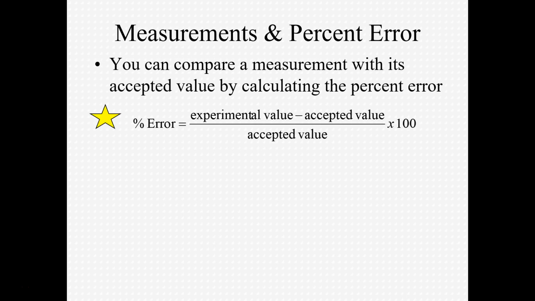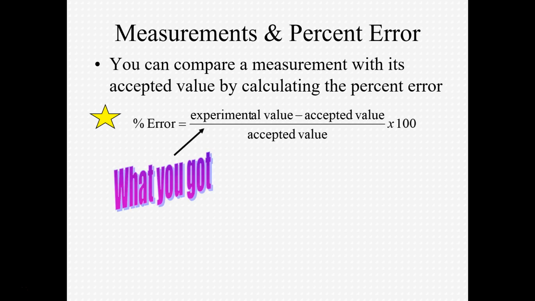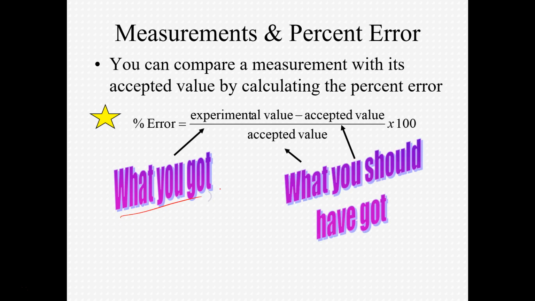One way that we can deal with accuracy and precision and compare that to our value is looking at percent error. And this is something that I'm going to talk about now, we're going to do in our labs, but I don't expect you to memorize this formula. But basically what percent error tells us is how different our experimental value, our measurement, is from the accepted value, or what it's supposed to be. Basically experimental is what you got, and our accepted value is what you should have got.